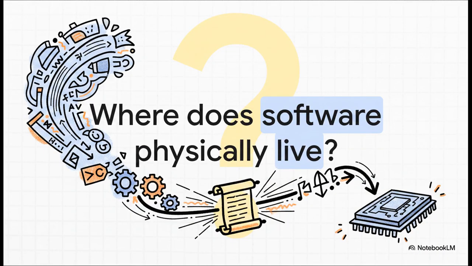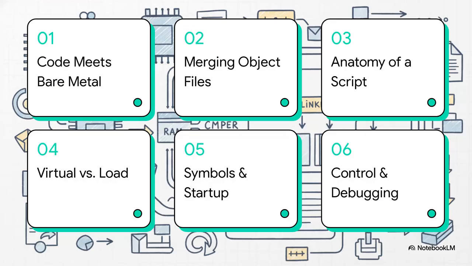So let's start with a really fundamental question. Where does software actually physically live? When you write a function in C, right, it's just an abstraction on your screen. But a CPU, it doesn't understand abstractions. It only responds to electrical states at exact microscopic physical addresses on a piece of silicon. And the absolute boundary where your software stops being an idea and becomes a physical reality, that is entirely governed by the linker script.